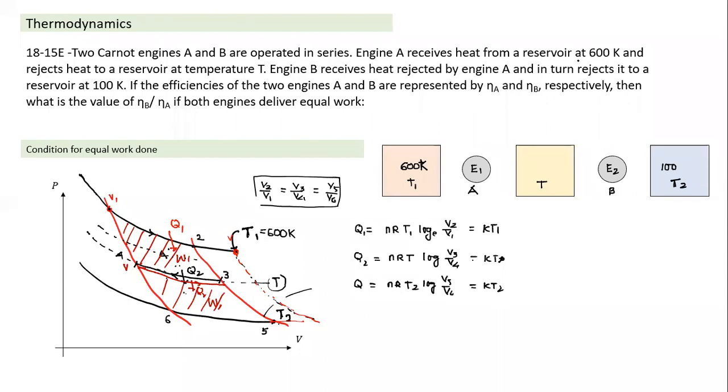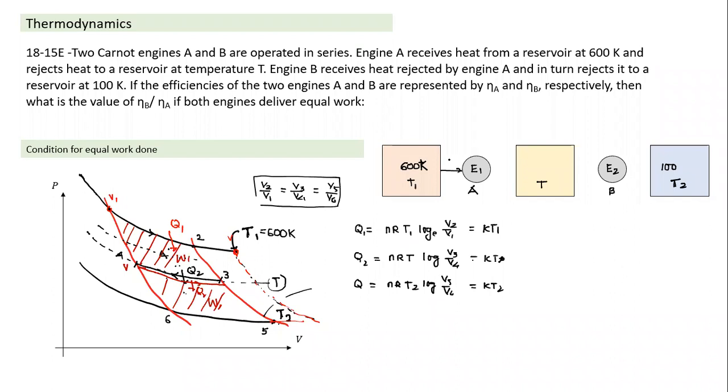If A receives heat at 600 K and all, so this is all general discussion, not only this question, other questions also. The question is: efficiency of two engines A and B are eta A and eta B. And what has to be the value of eta A and eta B so that both engines deliver equal work. Okay, so let's understand what is happening here.